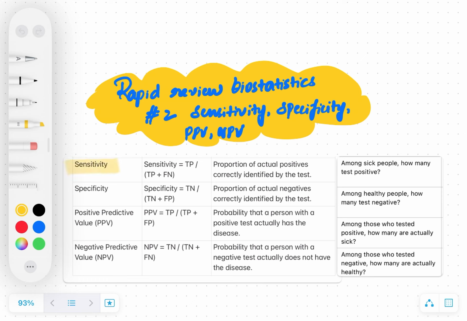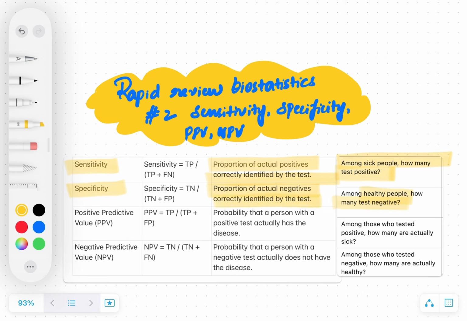Sensitivity, in simple terms, is among the people who are having sickness, how many people are testing positive, that is the proportion of actual positives correctly identified by the test. Specificity is among the healthy people, how many are actually testing negative. It is the proportion of actual negatives correctly identified by the test.